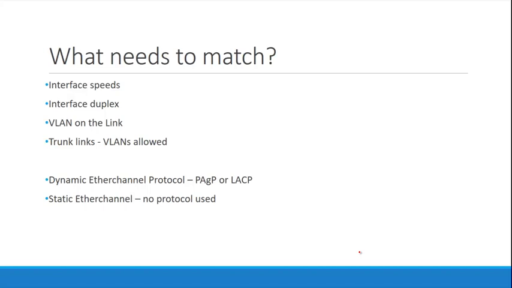what needs to match? My interface speeds need to match, my interface duplexes need to match, the VLAN on the link, and for trunk links, the VLANs allowed. Okay, so what does that mean? Interface speed and duplex, right? Kind of self-explanatory. They need to match.